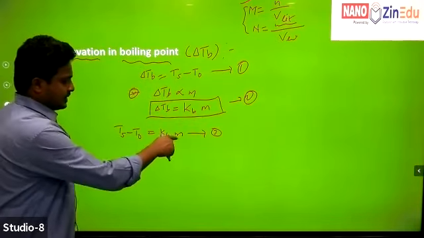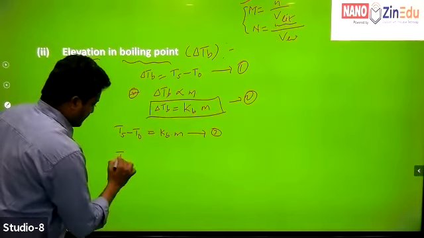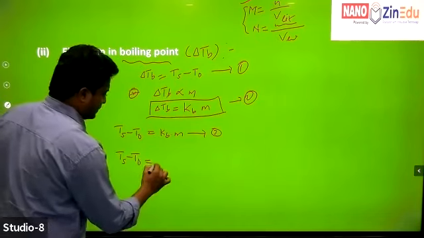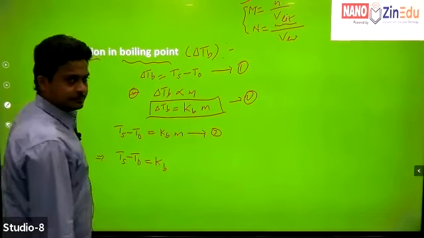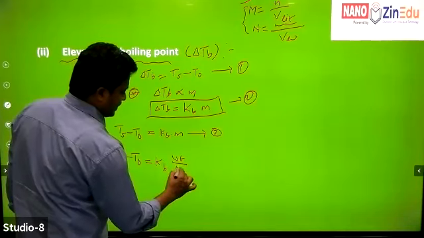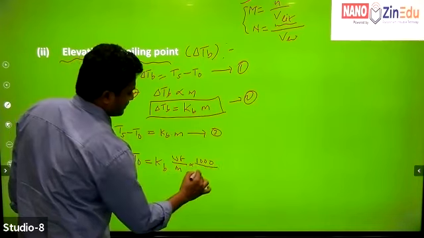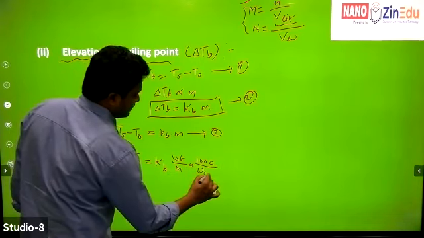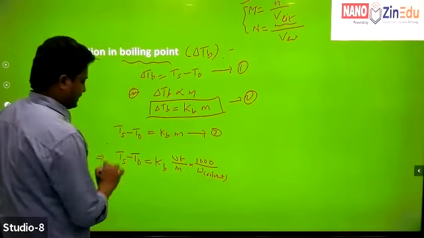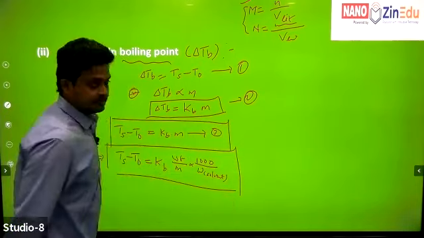Next, can I expand the molality formula? Ts minus T naught is equal to Kb into molality, which is weight of solute by molecular weight of solute into 1000 by weight of solvent. Here each and every one is most important. Copy it.